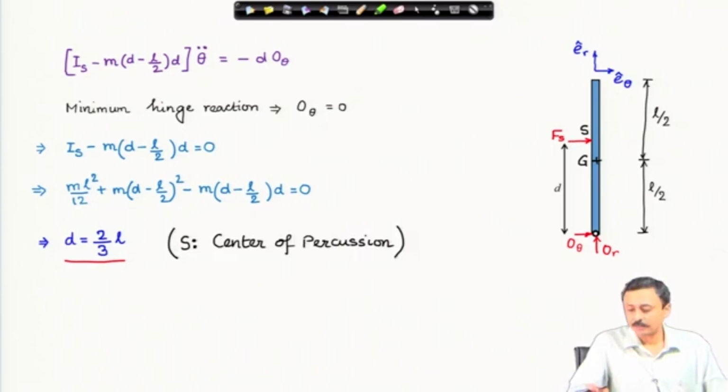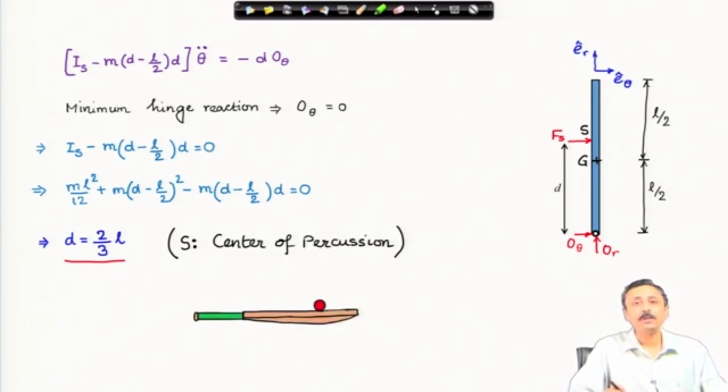This point S, at distance d from the hinge, is called the center of percussion, and this is very important in various other applications as well. For example, in a cricket bat, if a batsman can get the ball at the center of percussion of the bat, then the batsman will not feel any impulsive reaction of the ball. When the ball hits the bat or the bat hits the ball, there will be an impulsive force. But if the ball is taken at the center of percussion of the bat, then there is no additional transverse force produced on the hand.